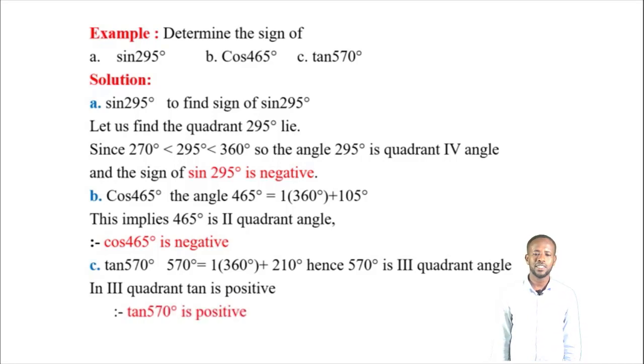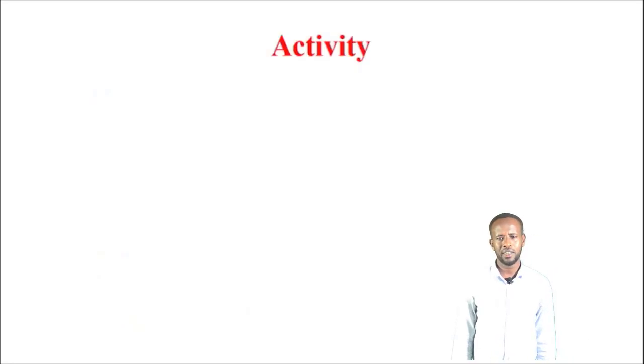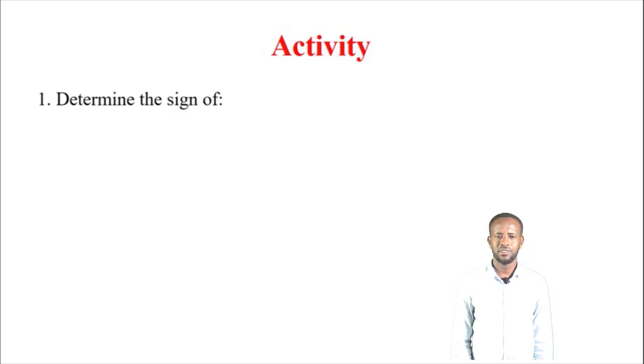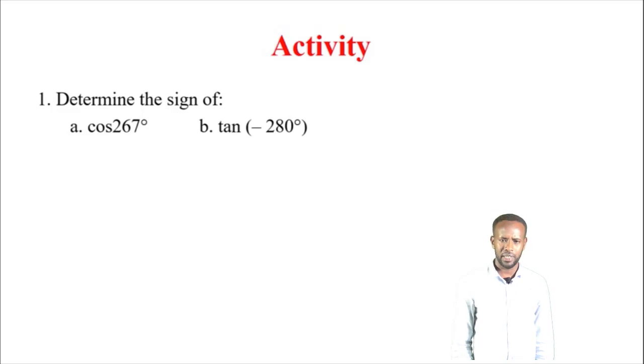This is about what? It is about the signs of the three basic trigonometric functions. Will you try this activity? Try this sample activity. If you understand, work on it. If you do not understand fully, try as much as you understood, and afterwards you will correct it. Determine the sine of cos of 267 degree and tan of negative 280 degree. You should finish within two minutes.